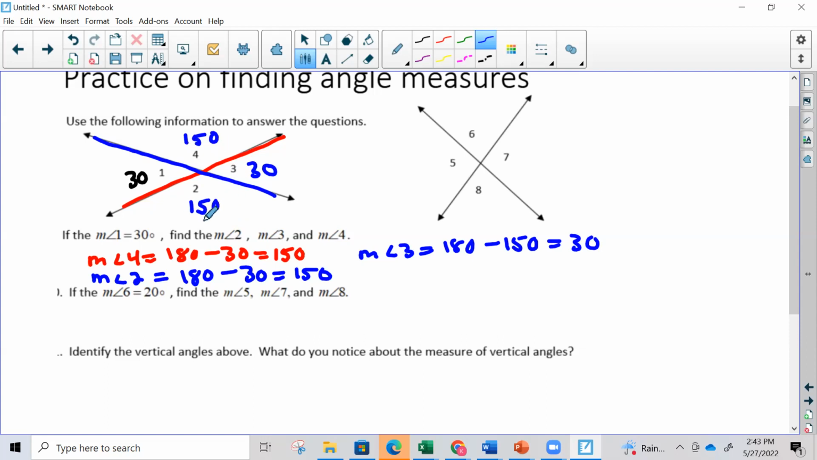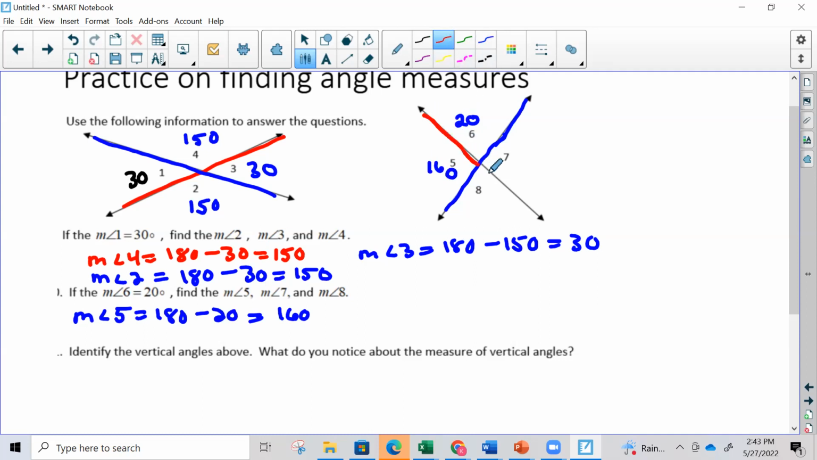those two lines intersecting. So if our measure of angle 6 is 20 degrees, find the measure of angle 5, 7, and 8. Okay, so if we look at 5, we need to think about 5 and 6 and their relationship, and they form this straight angle, which again is 180. So to get the measure of angle 5, I would do 180 minus 20 and get 160. And so the measure of angle 5 would be 160.